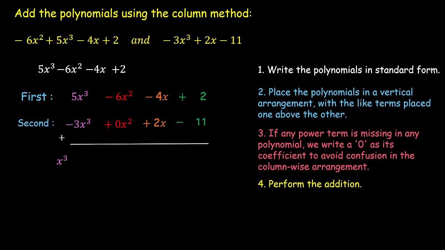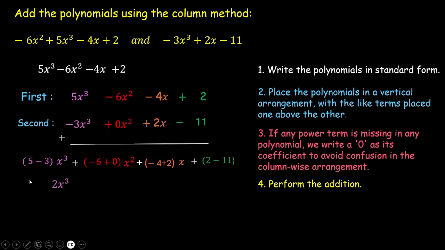Let's take x³ as common, and then we have 5 − 3. Plus, let's take x² as common, and for the coefficient we have −6 + 0. Similarly, let's take x, and then we have −4 + 2. And lastly, for the constant we have 2 − 11. So this is 2x³ − 6x², and −4 + 2 is −2x, and 2 − 11 is −9. So 2x³, plus minus is minus, −6x², again plus minus is minus, −2x. Similarly, plus minus is minus, so −9, our final answer.